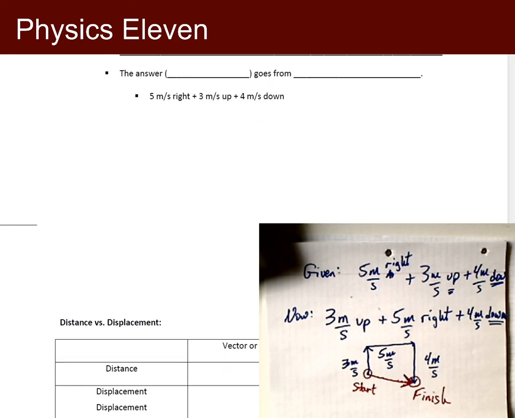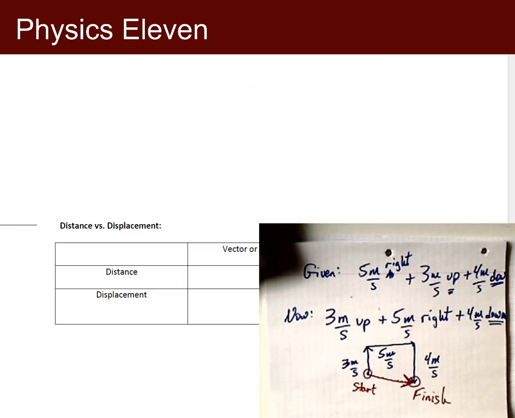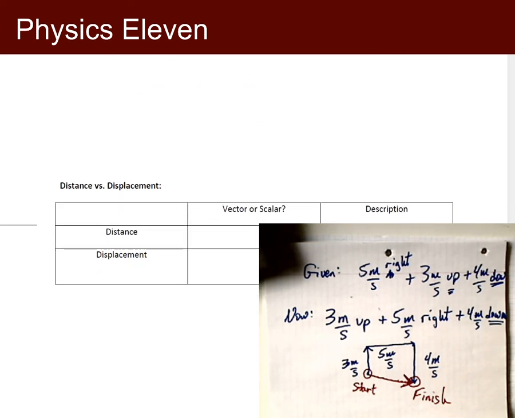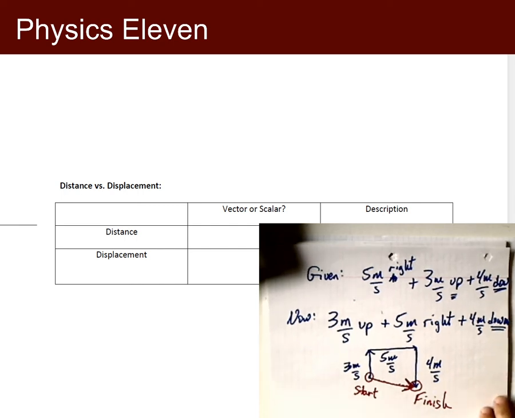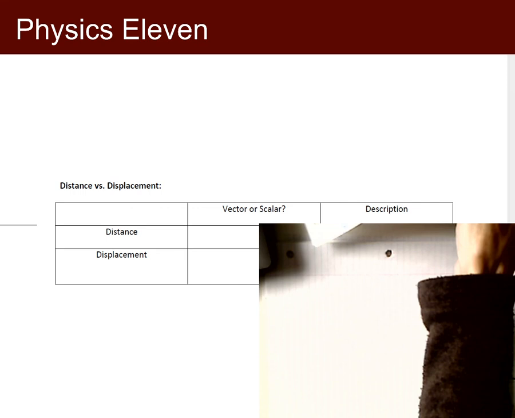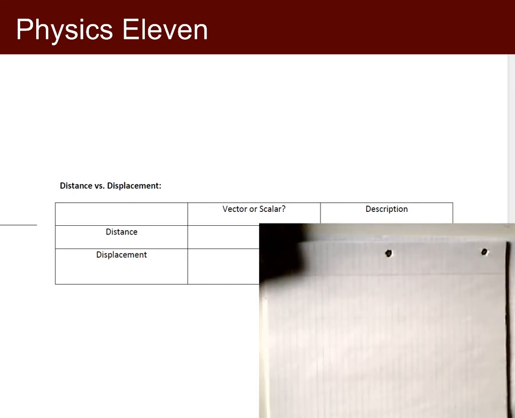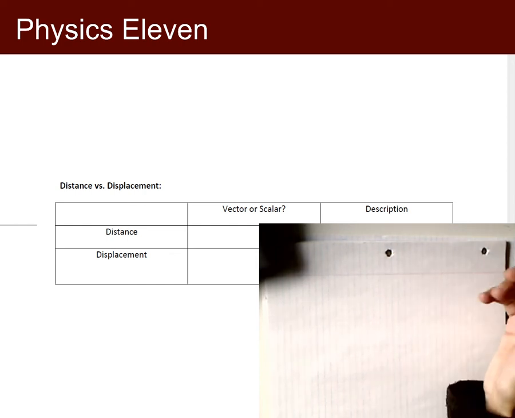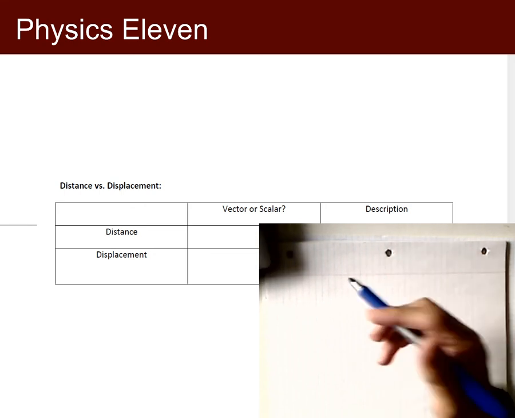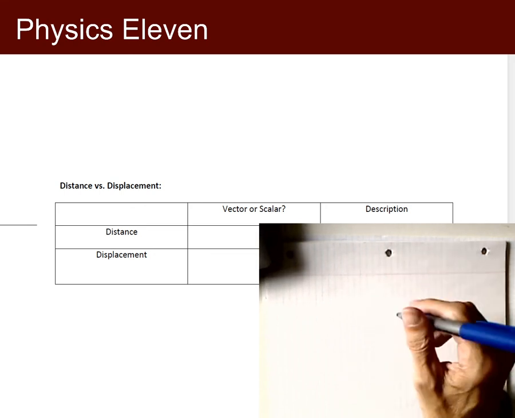Now, the first quantity we're going to be looking at, which creates the basis of the physics we're going to be doing, is the quantity of length, I guess you'd say. So we have distance and displacement. So now we're starting to get technical.